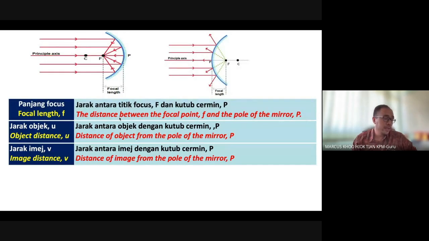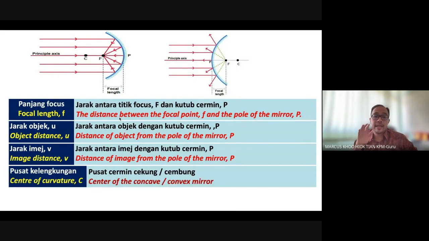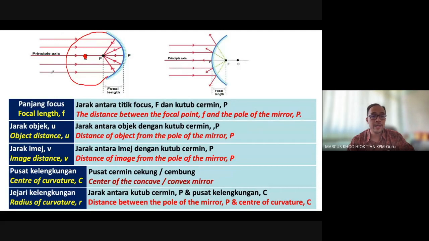Now, the only other two extra things are the center of curvature and the radius of curvature. Remember I said that every mirror is essentially a circle that you cut a part out of. If you imagine this whole thing to be one circle, the center of curvature is here. Sorry, it's a very ugly circle, but the center of curvature is the center of the circle from which the mirror is cut. We call this the center of the concave or convex mirror. The radius of curvature, R, is the distance between P and C, the pole of the mirror and the center of curvature.